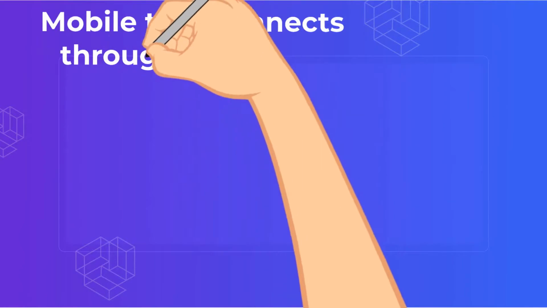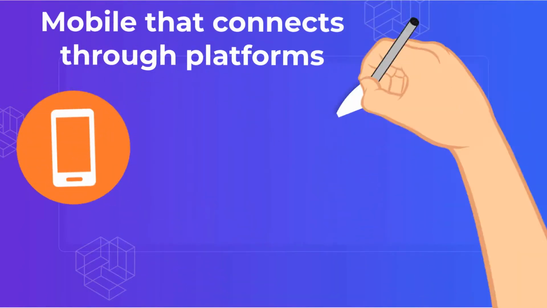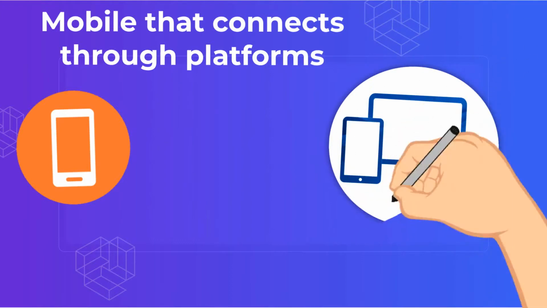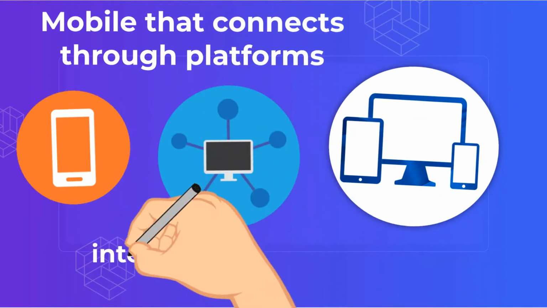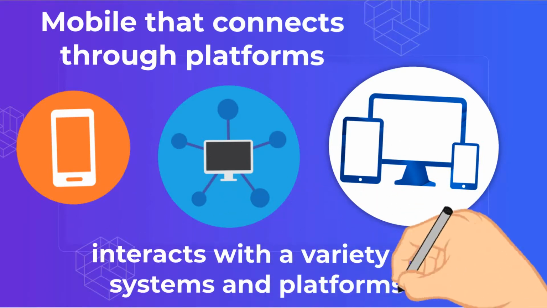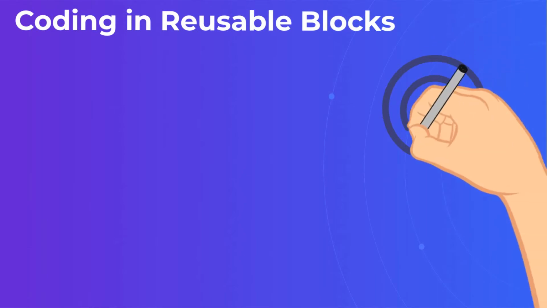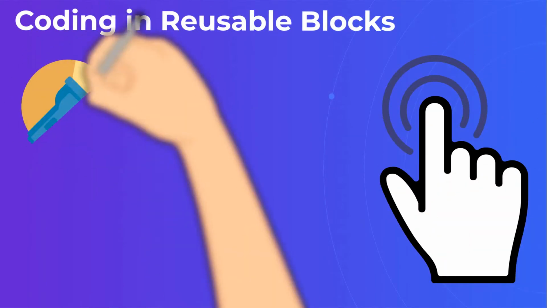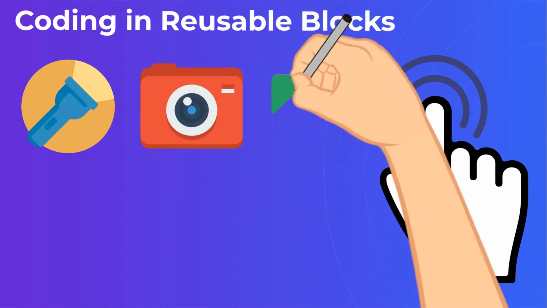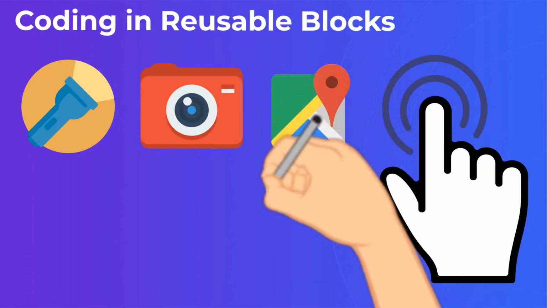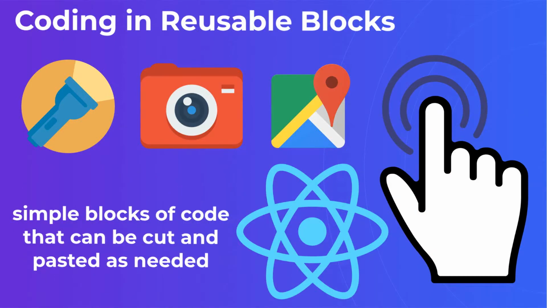Mobile that connects through platforms. One of the key advantages of React Native is its flexibility for most companies. It's not enough just to have an application that works on a mobile device. It has to interface with a number of different systems and platforms. Coding in reusable blocks. Often apps need to interface with certain native apps in a phone, like the flashlight, the camera, location tracker, or more. React Native is designed to do this, offering developers easy blocks of code that they can cut and paste as many times as is necessary in a program.